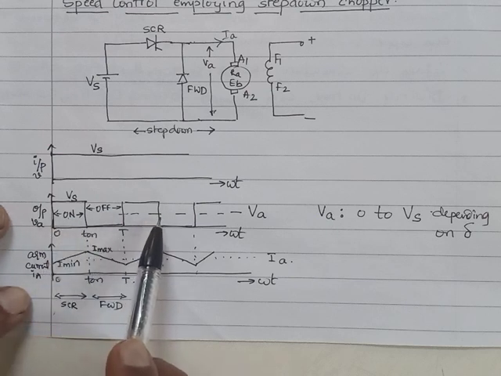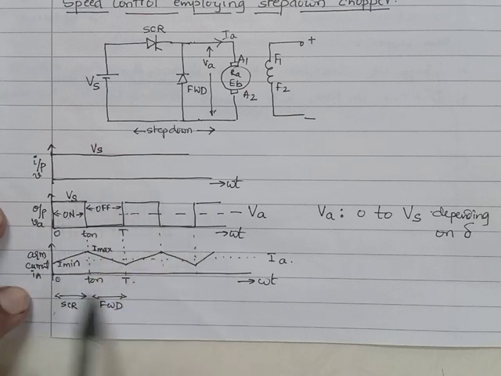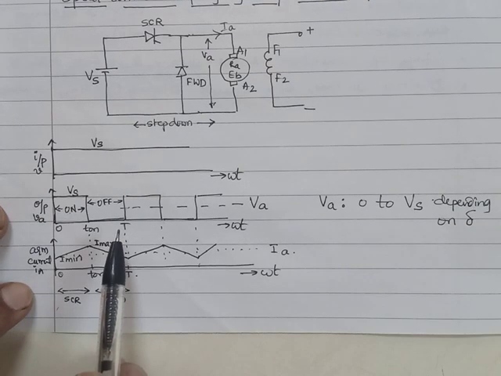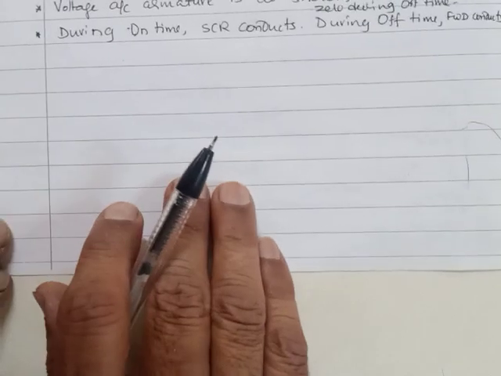Can you try? I repeat my question. Here we have assumed the continuous current mode. If it is discontinuous current mode, what will be the nature of the waveforms? Please try that yourself.